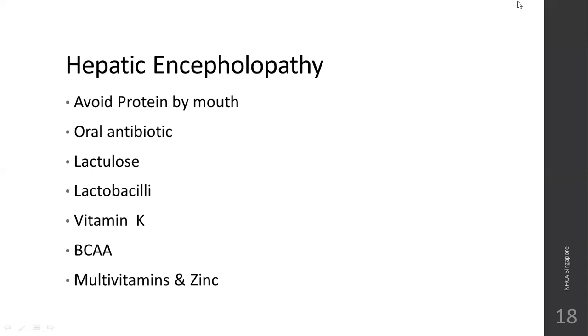Lactulose 1 to 2 ml per kg per day, divided in this way. Until the patient recovers from diarrhea, 30 ml per dose is given. Then lactobacilli medication can be given orally to bring back the good bacilli.